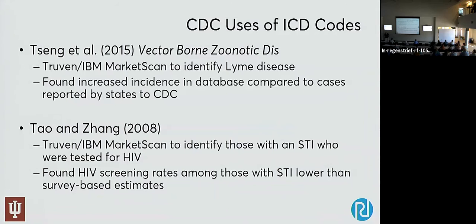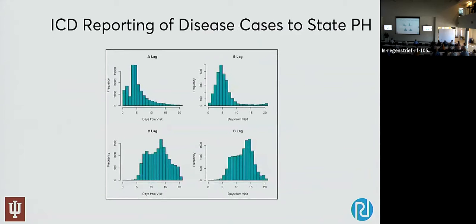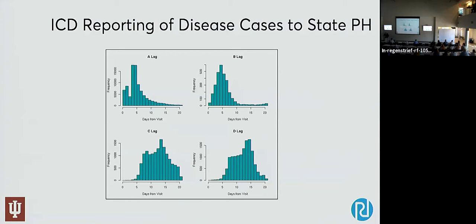CDC really thinks that these are great. However, as we know at Regenstrief Institute, ICD-based reporting is not perfect. In a study that we did a number of years ago here at the Institute, we saw that 4 different institutions within the IMPC had different lag times for when they reported an ICD code to the state health departments, right? Some places are reporting it within 24 to 48 hours. Some of them aren't reporting all of the cases until 2 weeks later. So there are issues with timeliness, issues with completeness, and some concerns about validity.